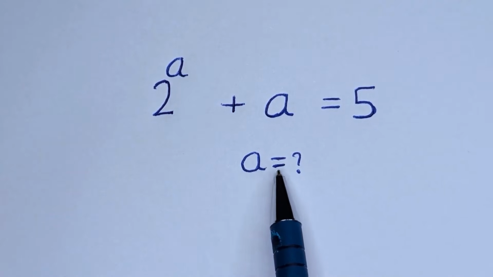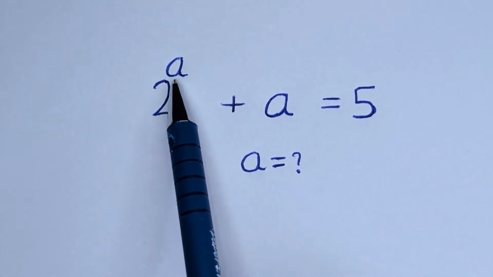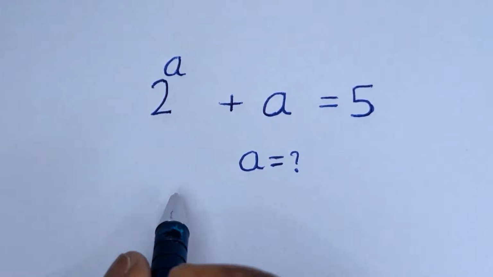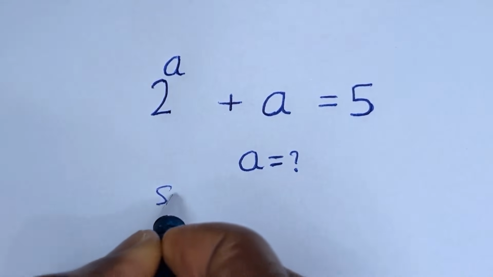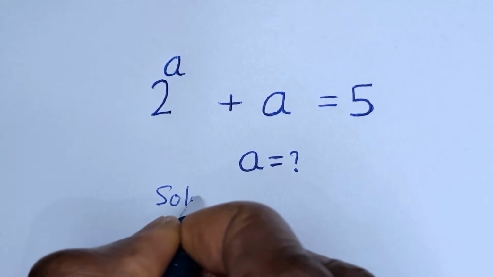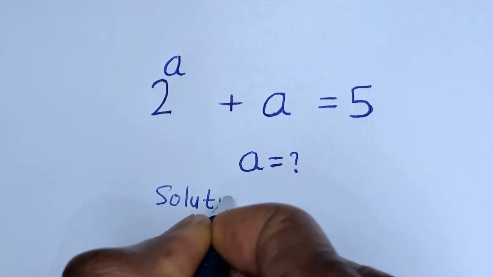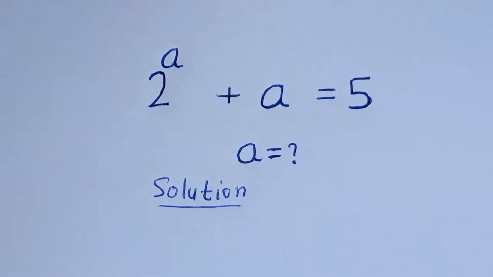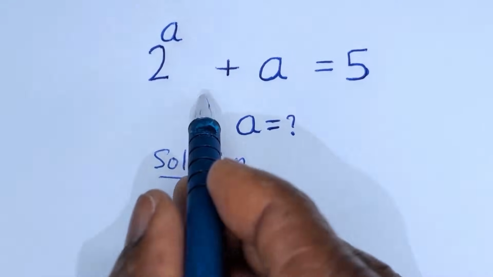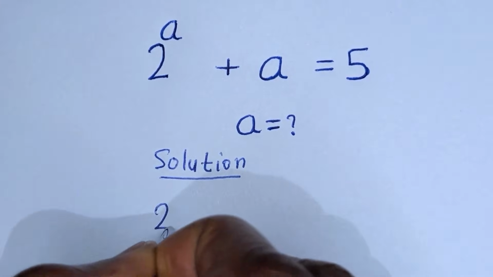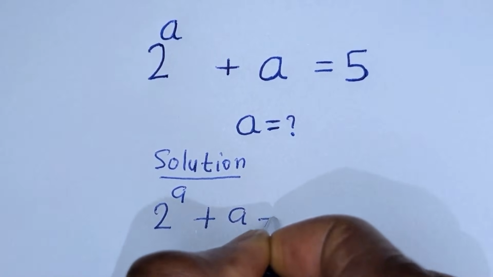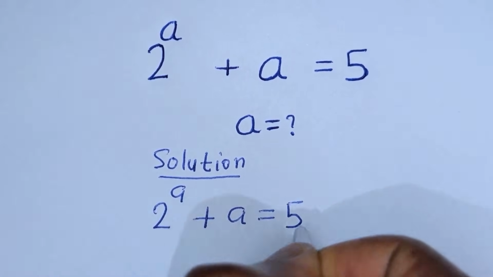What is the value of a in this equation? 2 raised to power a plus a is equal to 5. Solution. We have the given equation 2 raised to power a plus a is equal to 5.